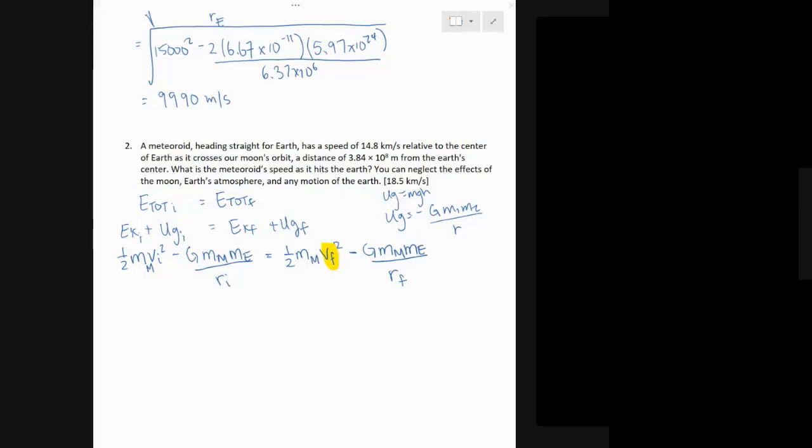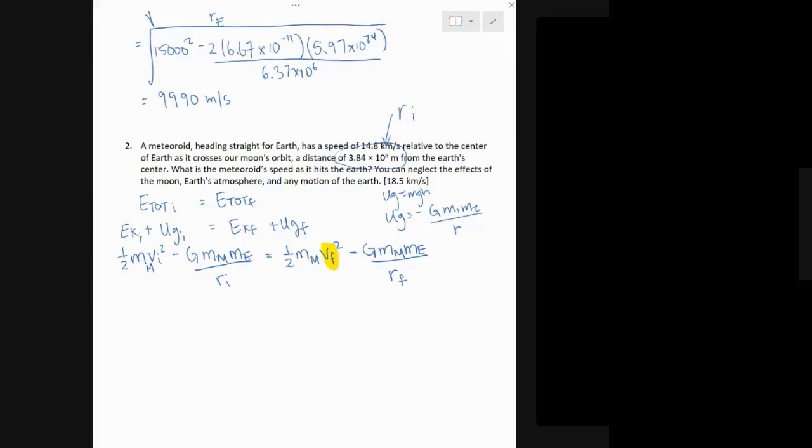Initially, the meteoroid, 3.84, yeah, times 10 to the 8. Good. Initially, it tells us that the meteoroid is 3.84 times 10 to the 8 meters from the Earth's center. So that is the R initial. Okay, so this is our R initial over here. It's already in meters, so we don't have to change it.